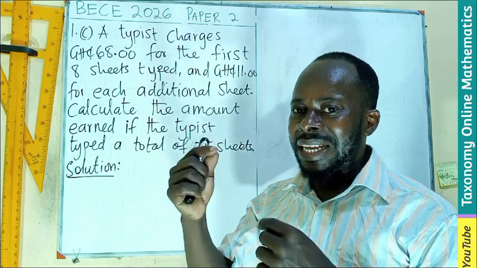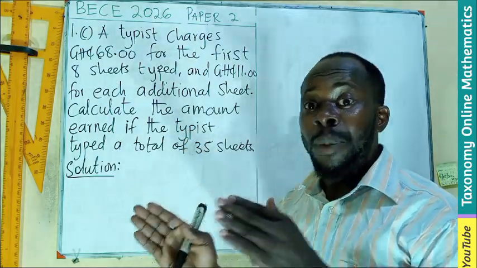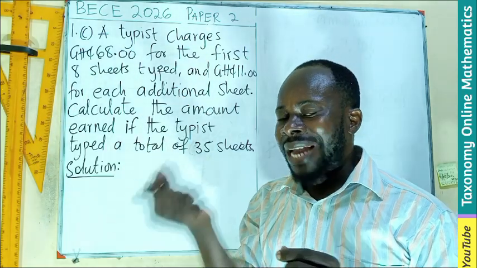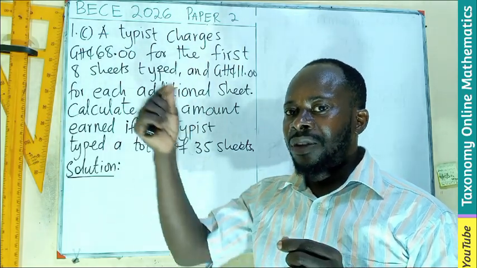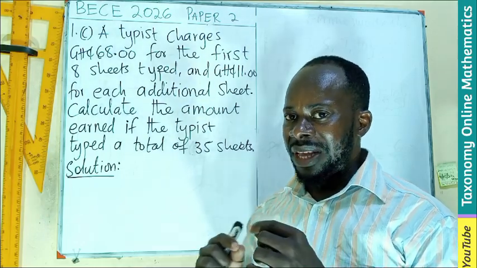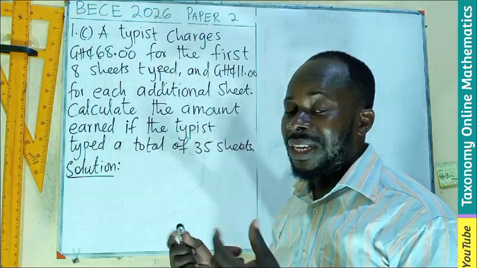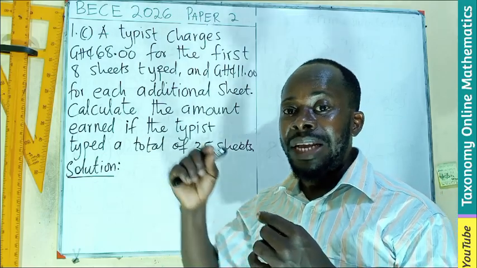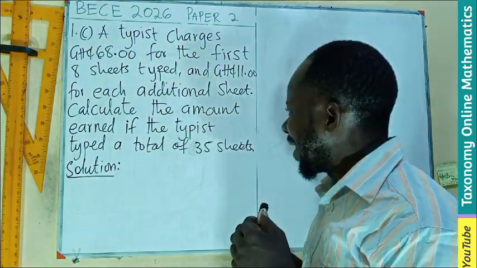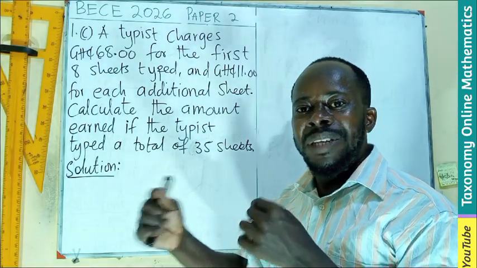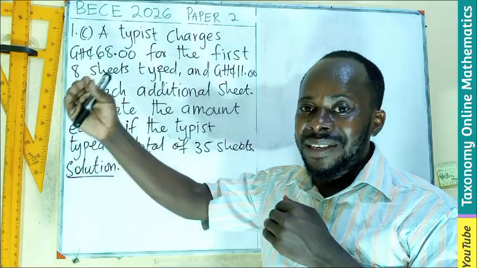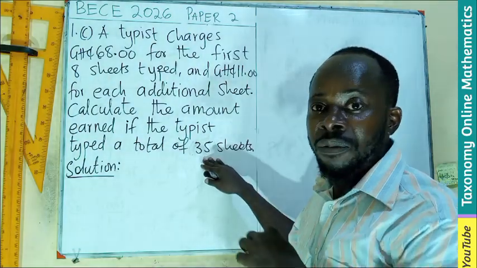So if I'm typing 9, I will charge the 68 cedis separately and charge 11 cedis for that one additional one. If it is 12, I will charge 11 cedis for the remaining 4. If it is 20, I will charge 11 cedis for the remaining 12. So that is the order we are going. So I have to find out how many pieces of paper I am going to type after the 8 in the 35 sheets of paper.